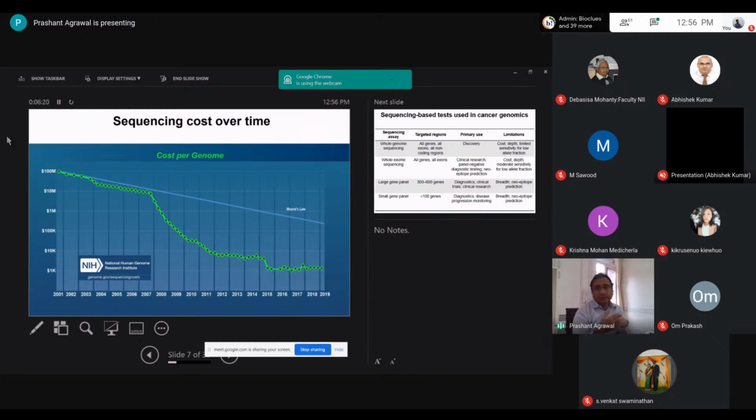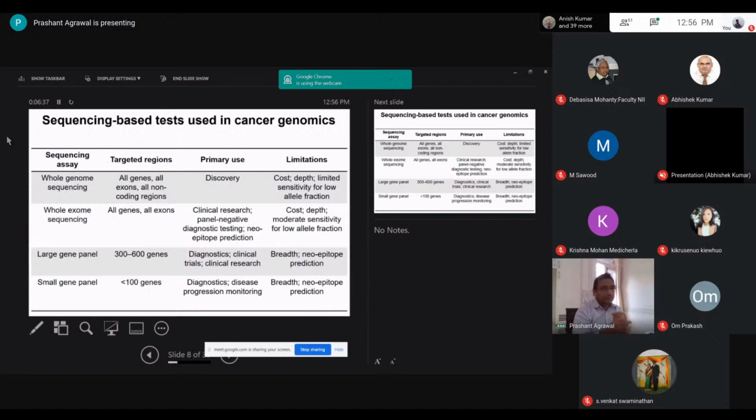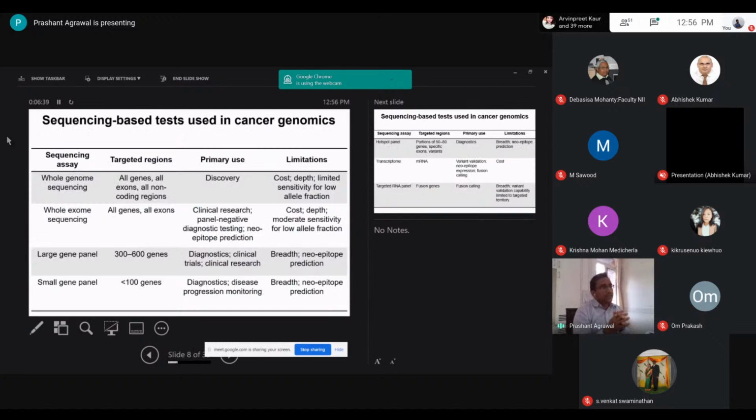And now you say, okay, you pay $1,000 and you can do your sequencing. If you want to sequence your whole genome, you pay 40,000, 50,000 rupees, and you can sequence your genome. So this is something amazing, and I would say that over time we will improve, and the price will reduce a lot.